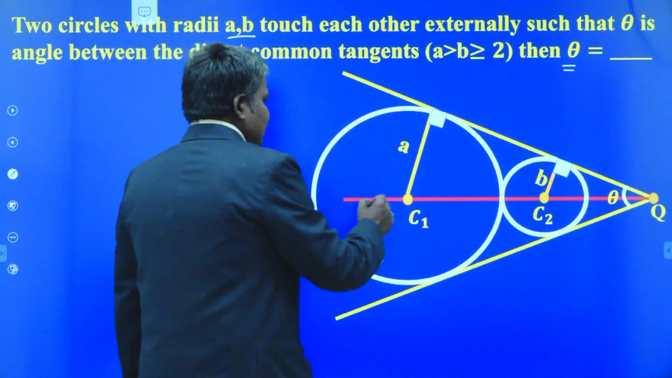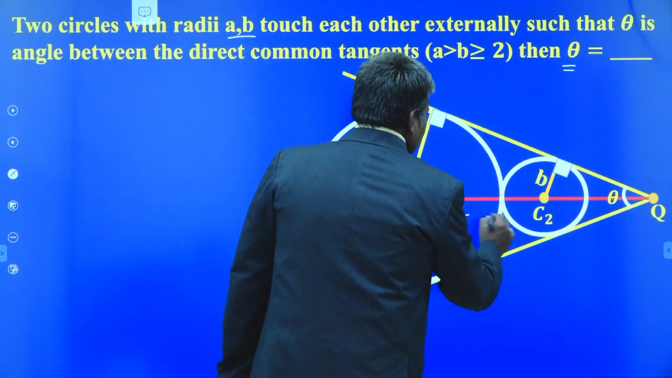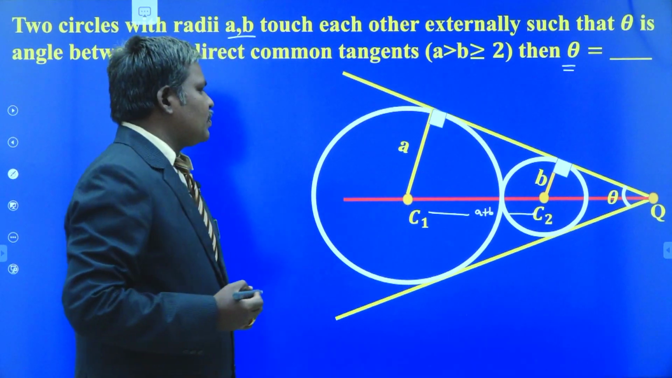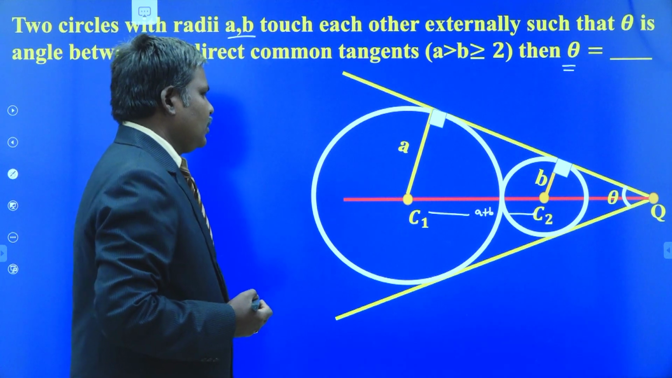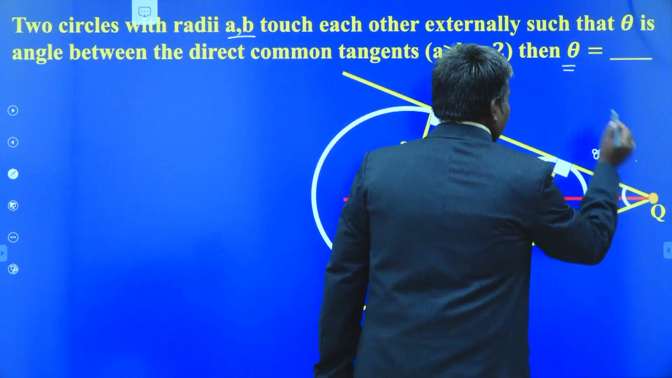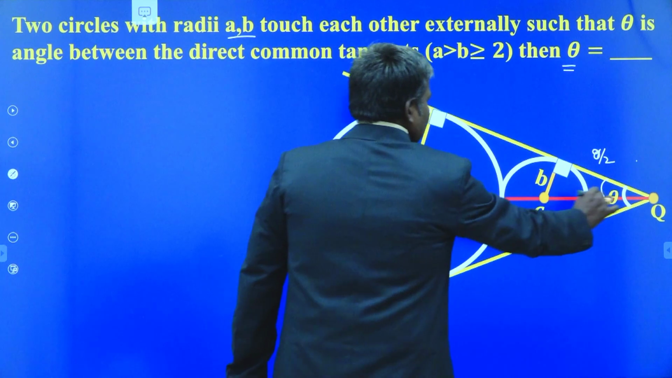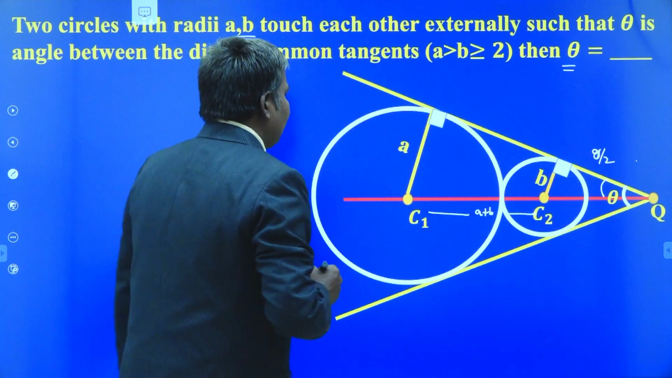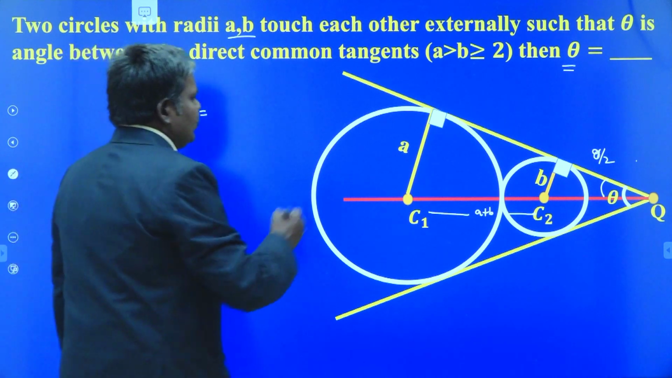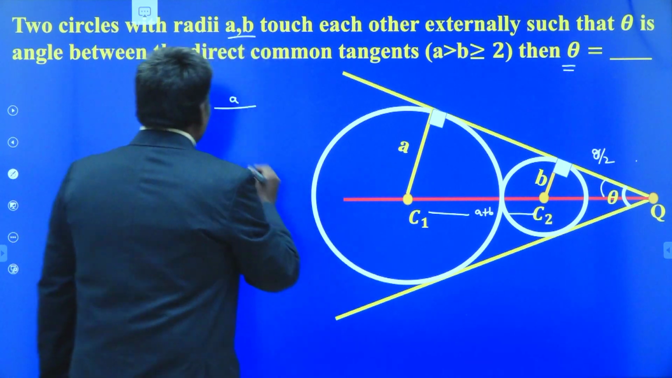So, if the two circles touch each other externally, then C1, C2 is nothing but A plus B. The distance from here to here is A plus B. The distance between the two centers is the sum of the radii. You have that condition. If the angle is theta, automatically half of the angle is theta by 2. Now, from this large triangle, what is sin theta by 2? Sin theta by 2 is equal to opposite side by hypotenuse, A by C1Q.